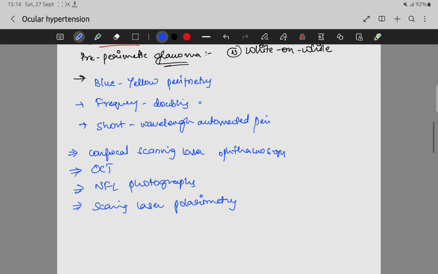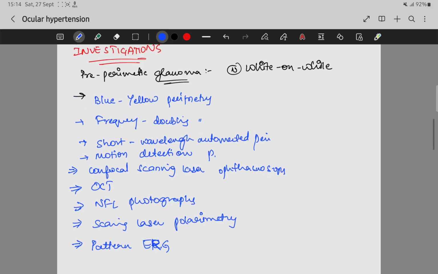The other ones include motion detection perimetry and pattern electroretinogram, ERG. So these are the investigations required in case of identification of a pre-perimetric glaucoma or a glaucoma suspect. Okay, so these are all very important. At least we need to remember the names of these things.